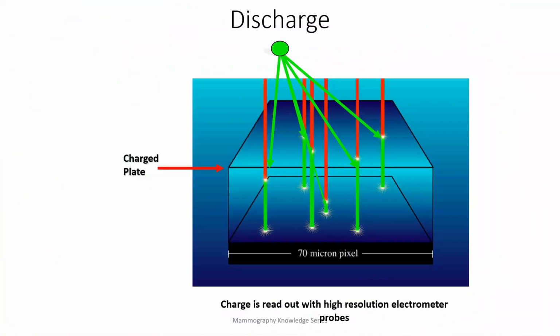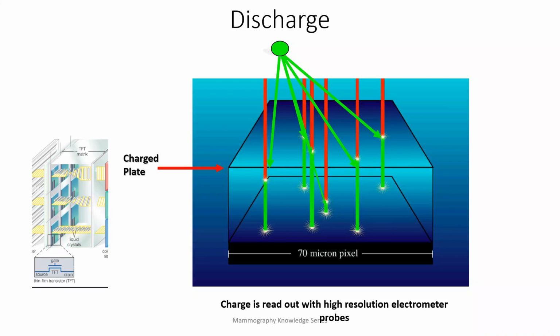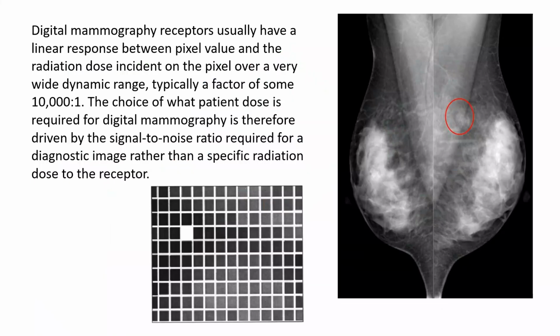Once the active matrix array has actually captured, it is called a charged plate, and we need to remember that the charges are equal to the intensity of the radiation received. Now, what do we need to do? Digital mammography receptors usually have a linear response between pixel value and the radiation dose incident on the pixel or DEL over a very wide dynamic range, typically a factor of 10,000 to 1. The choice of what dose is required for digital mammography is therefore driven by the signal-to-noise ratio required for a diagnostic image rather than a specific radiation dose receptor.